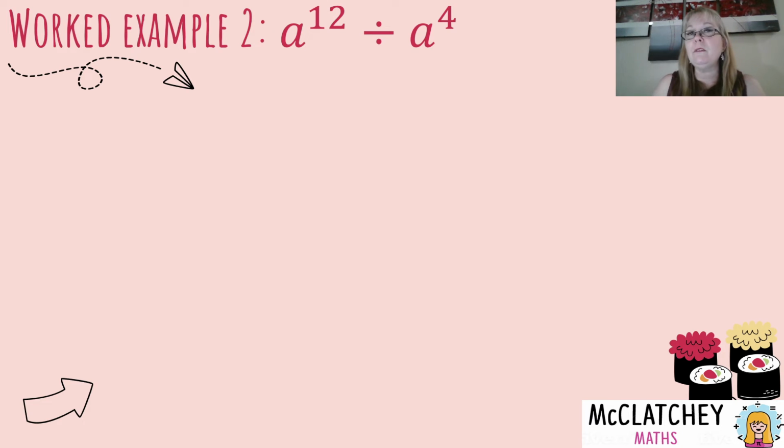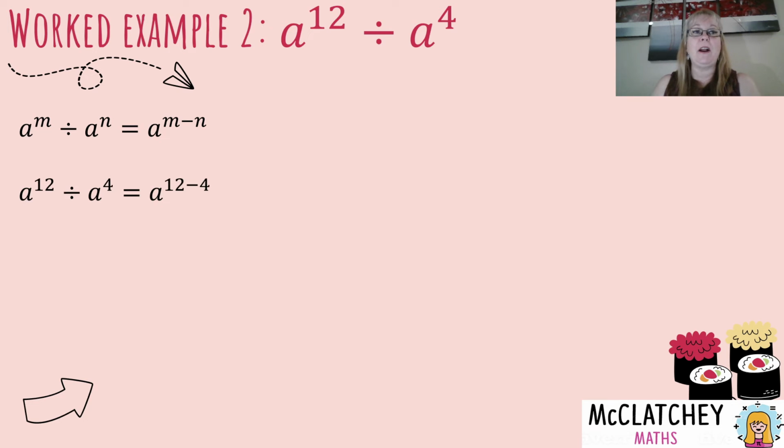Let's move on from real numbers now to some algebra. A to the power of 12 divided by A to the power of 4. So once again, we're going to write our rule. It's a good idea to write your rule every time, just so that you get in the habit of learning that rule off by heart. After a while, it'll just become second nature to you. You won't have to write it anymore. It'll be ingrained in your memory.